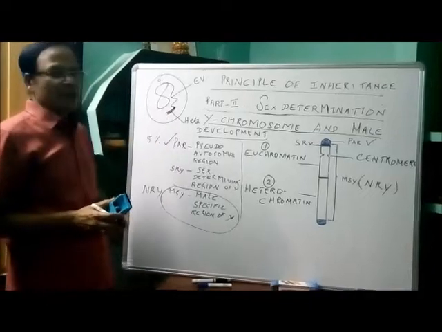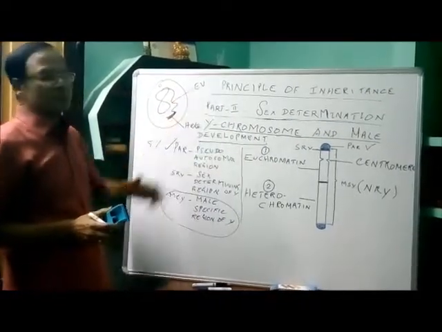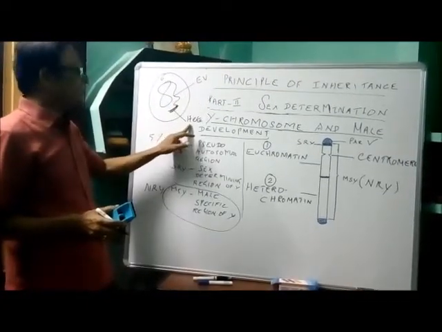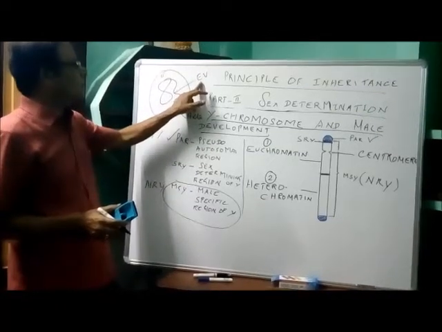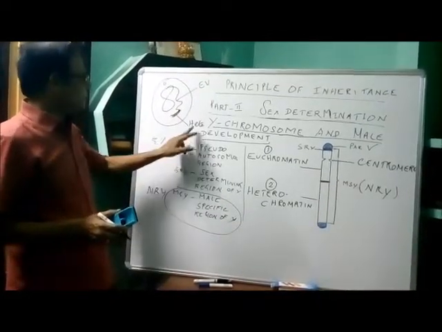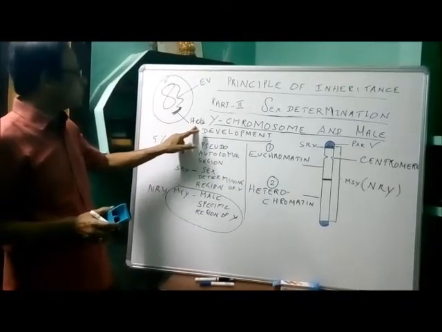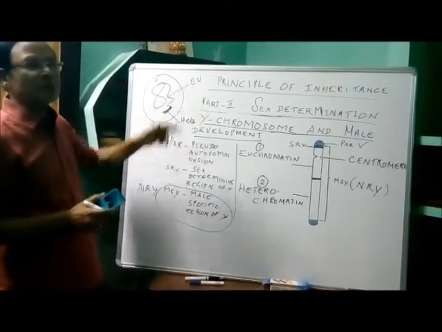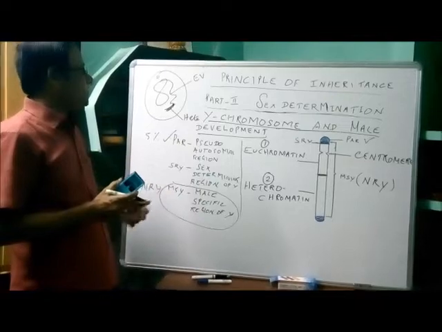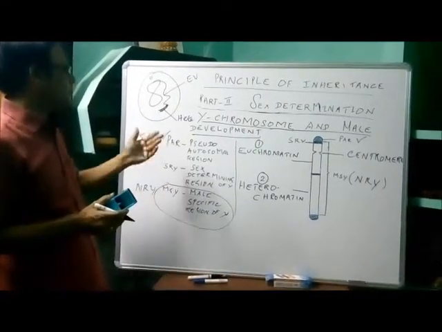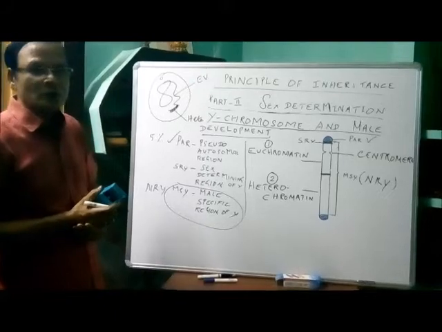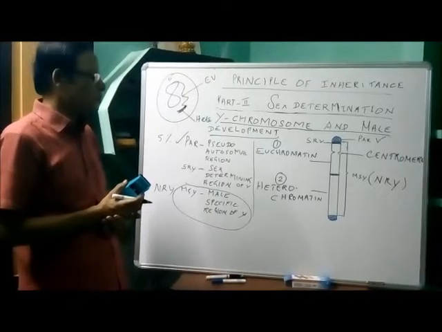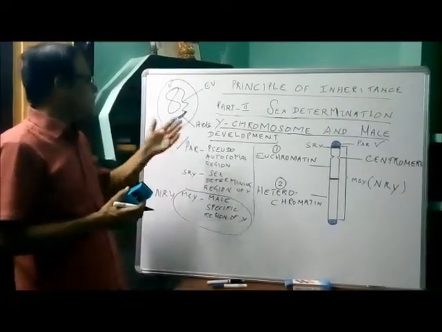When stain is applied, one is darkly stained and the other lightly stained. Heterochromatin is the condensed region of chromatin; euchromatin is the non-condensed or diffuse region. Heterochromatin normally contains more DNA, while euchromatin contains less DNA. Though it contains less DNA, euchromatin is genetically active. But heterochromatin, though it contains more DNA, is genetically inactive. So the Y chromosome is genetically inactive because it contains more heterochromatin.